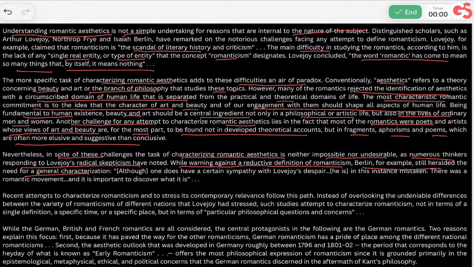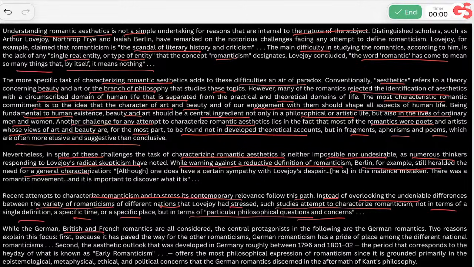Recent attempts to characterize romanticism and to stress its contemporary relevance follow its path. This path, instead of overlooking the undeniable differences between the variety of romanticisms of different nations that Lovejoy had stressed, such studies attempt to characterize romanticism not in terms of a single definition, a specific time, or a specific place, but in terms of particular philosophical questions and concerns. All right. Well, the German, British, French romantics are all considered.